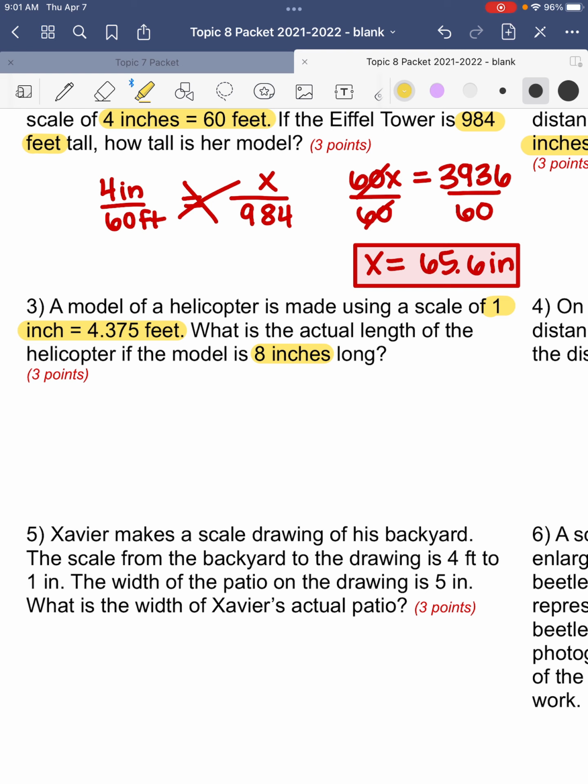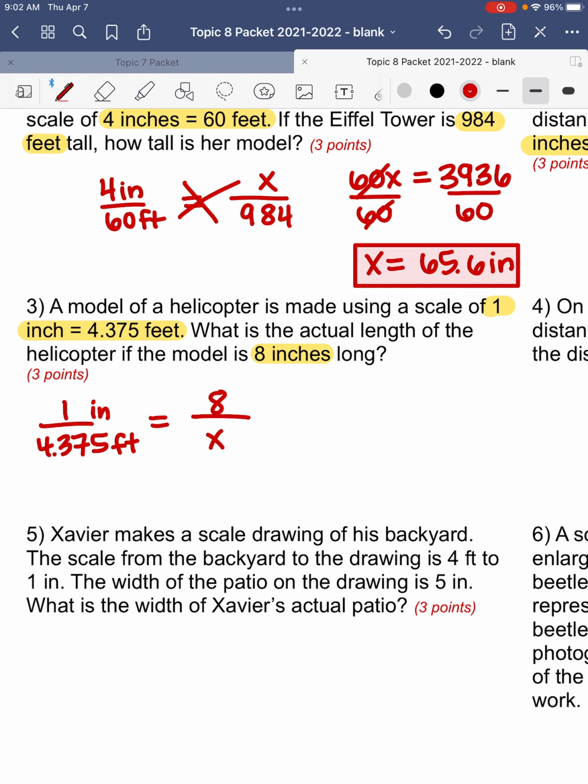Okay, so the scale is what I'm going to use to write my first fraction. So I'm going to have 1 over 4.375. Now notice it's 1 inch over 4.375 feet. Including my units helps me remember that I'm keeping inches on top and feet on the bottom. And the only other measurement I know is 8 inches. So where does the 8 go? It needs to go on the top. And we're trying to find the actual length of the helicopter.